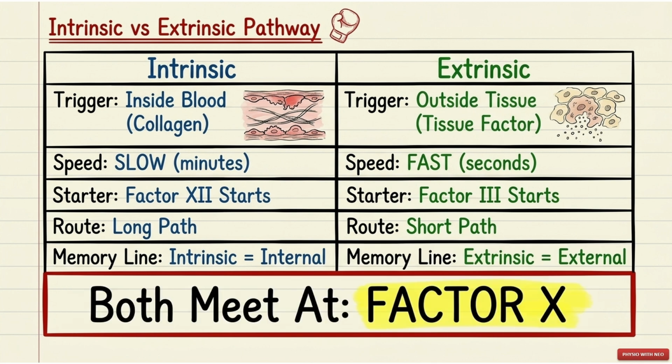And this is the main important point. Don't forget this. Both the pathways meet at only one place, that is factor 10. If you remember nothing else from this chapter, remember one thing. Intrinsic is internal, extrinsic is external, and both meet at common point factor 10.